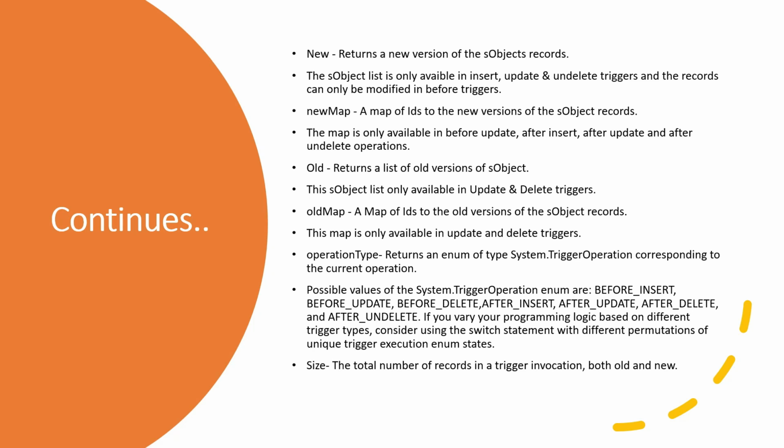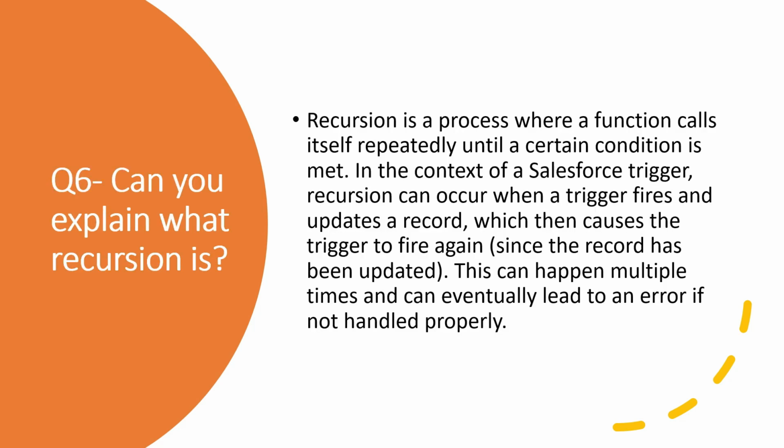operationType returns an enum of the type System.TriggerOperation corresponding to the current operation. So possible values for the System.TriggerOperation enum are before insert, before update, before delete, after insert, after update, after delete, and after undelete. So basically, this operation type is useful when we are separating the logic from the trigger to the trigger handler class, and we can use it along with the total number of records in a trigger invocation, both old and new.